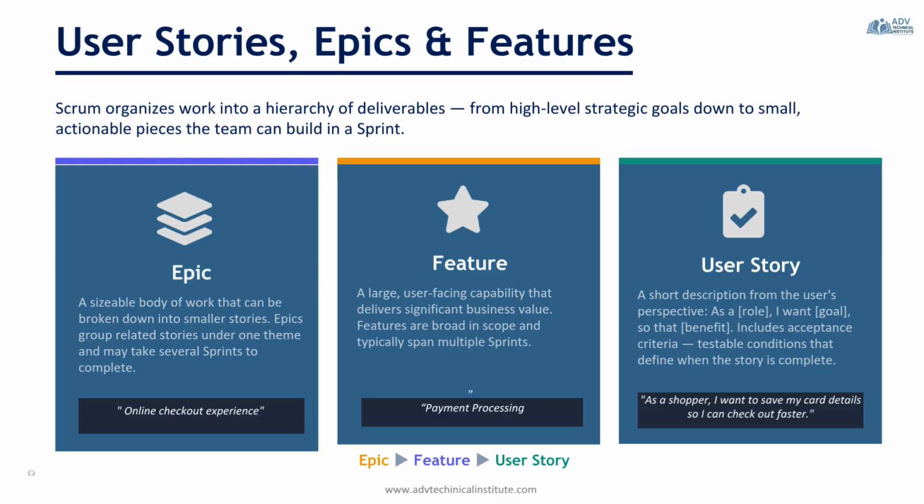Think of it as moving from the big picture to the detailed work. Agile teams use hierarchies to ensure that every task completed in a sprint contributes to a larger business goal.